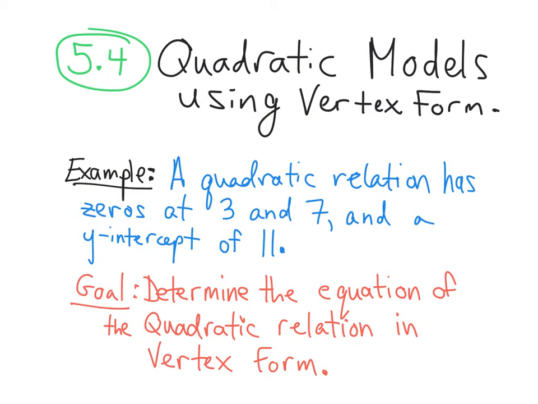Hello everyone. In this video we will focus on quadratic models using vertex form. In this first example, a quadratic relation has zeros at 3 and 7 and a y-intercept of 11. And the goal is to determine the equation of the quadratic relation in vertex form.